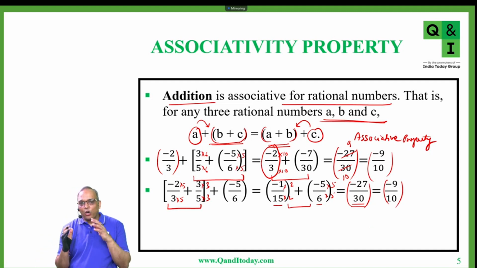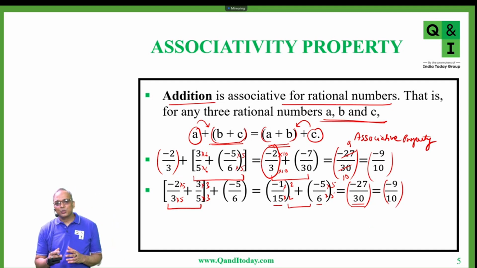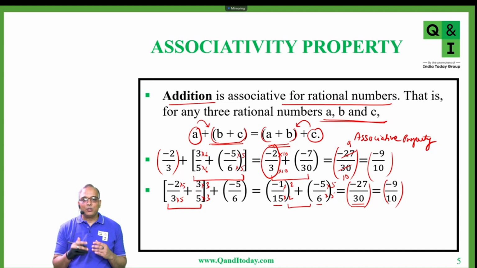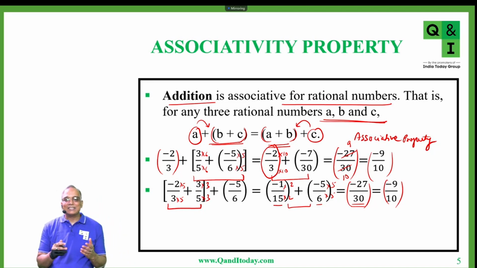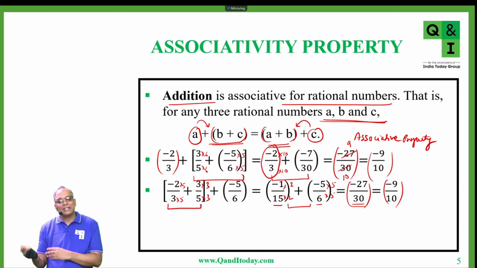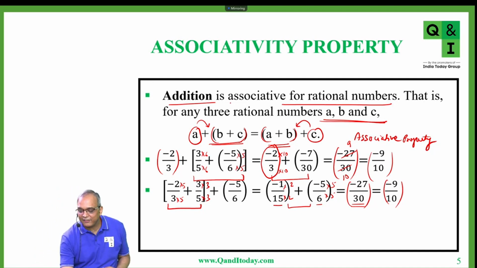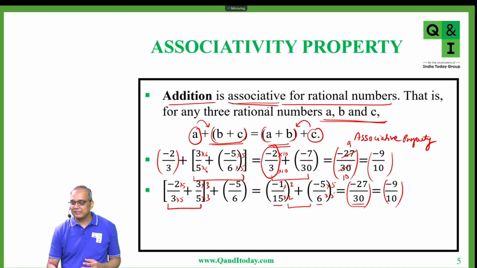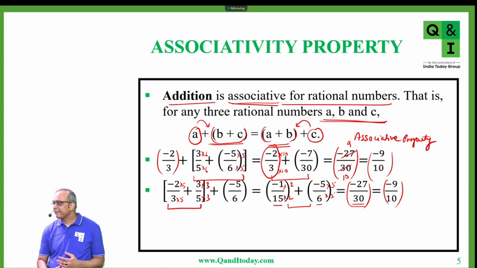So the order in which you are choosing the two numbers out of three to do the addition first does not affect the result. So that's why we say that addition is associative for rational numbers. Is this clear, students? Yes, sir.